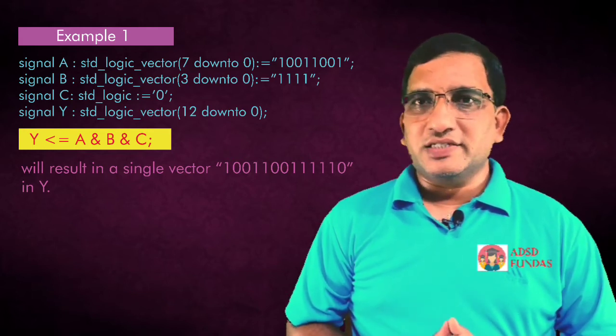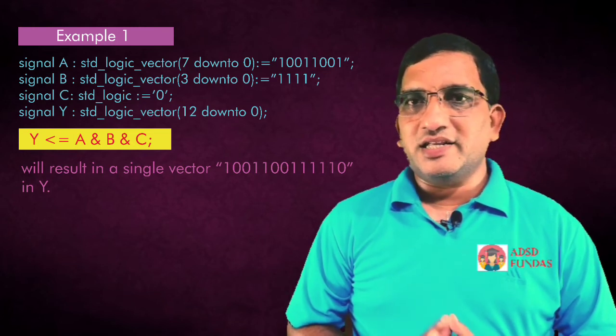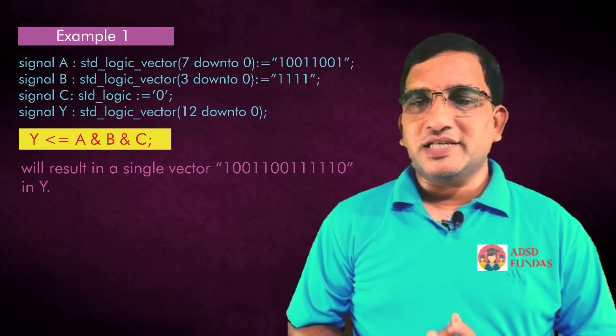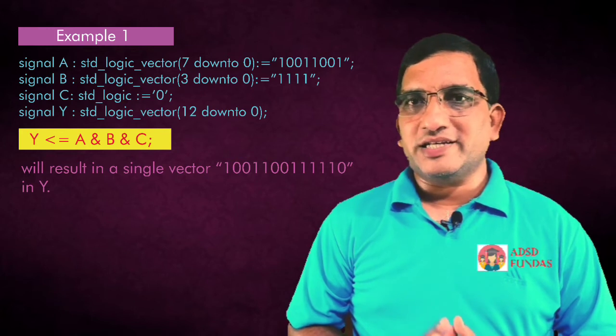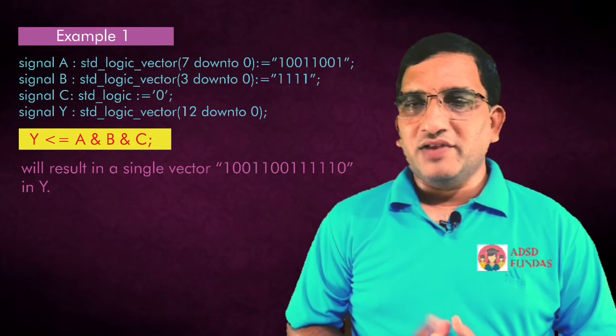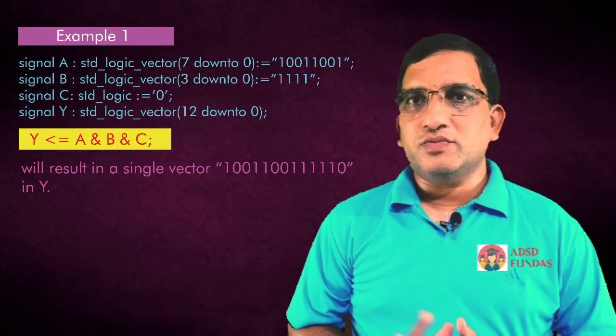Then next I will consider the third signal of a single bit. Let us consider that signal is C. So I will declare that by using the command signal C, then colon, then data type of the signal C is std_logic, a single bit I am taking, and I will initialize the value on this signal C as 0 by using colon equal to 0.